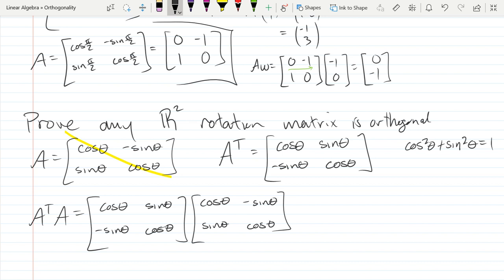All right, so multiply these out like you usually do. And then use your trig skills to reduce this matrix down, hopefully, to the identity. It certainly won't look like the identity when you first multiply. It's going to be big and ugly.